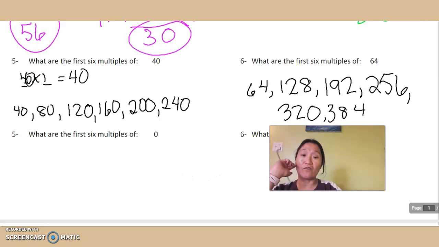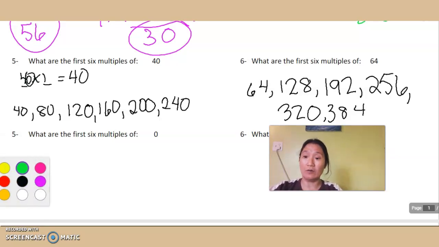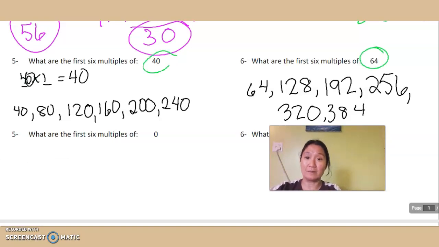That's how you find the first 6 multiples of those numbers. You skip count by the number that you're given right here. You just skip count. Okay?